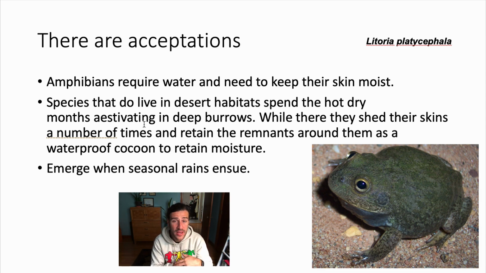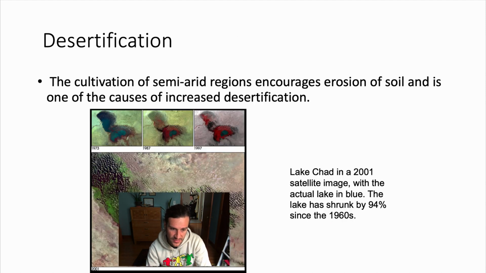Then, as we know, rains do occur, and they emerge from their burrows. They quickly find mates. They find the deepest puddle they can to lay eggs and fertilize the eggs with sperm. You get tadpoles. You get a rapid development of these frogs, and then before that dryness comes back, you get the burrowing and that shedding of the skin yet again. Really, really cool adaptations to live in these demanding ecosystems.